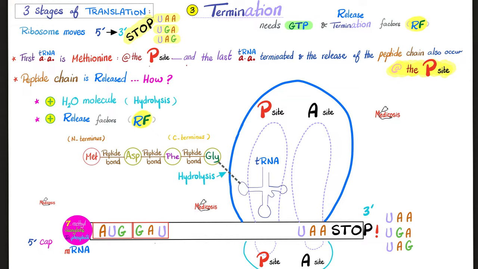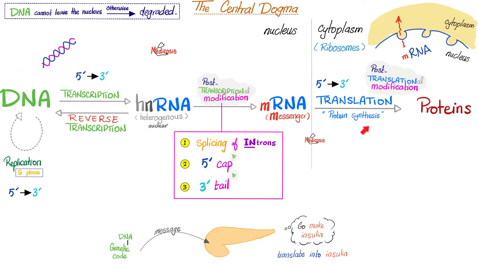And boom, before you know it, this peptide chain is released. It's free to go. Thank you so much, release factors, for making this possible. Translation included initiation, elongation, and termination. After this, what happens? Post-translational modification of your polypeptide.